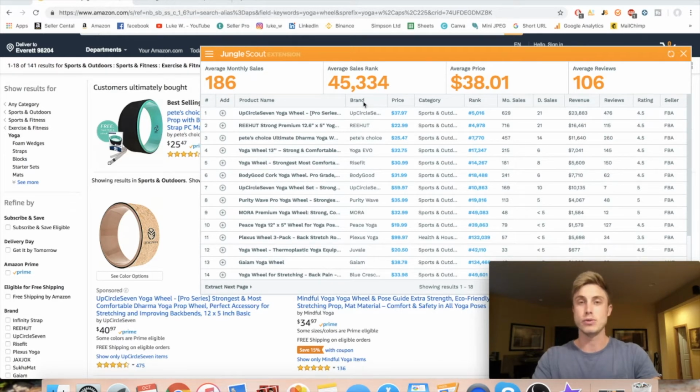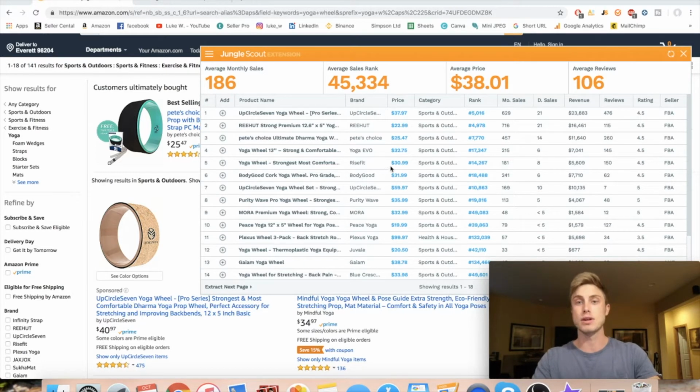One of the biggest things you want to look at under the brand category here is that there isn't just one person dominating the whole thing. So I see Yoga Evo, their brand name only shows up once in the first 15 products here. So that's a really good sign. And it's great to see that there's hardly any other one single brand that is taking up 5 different listings and just dominating the market.